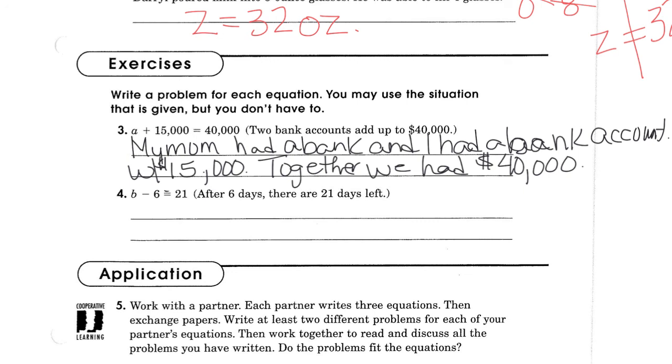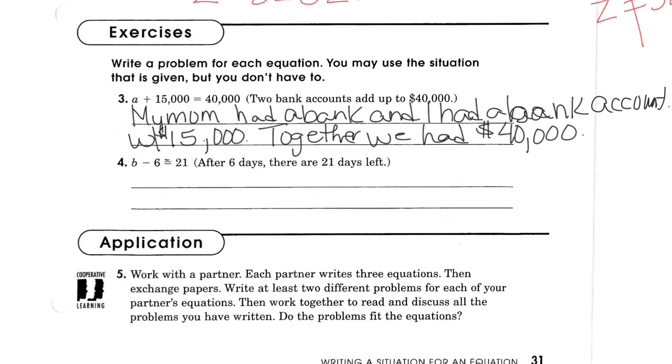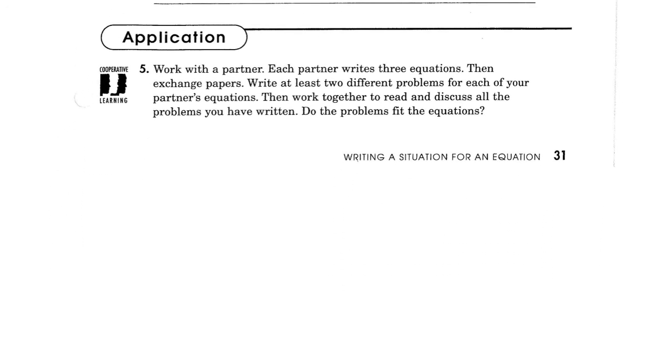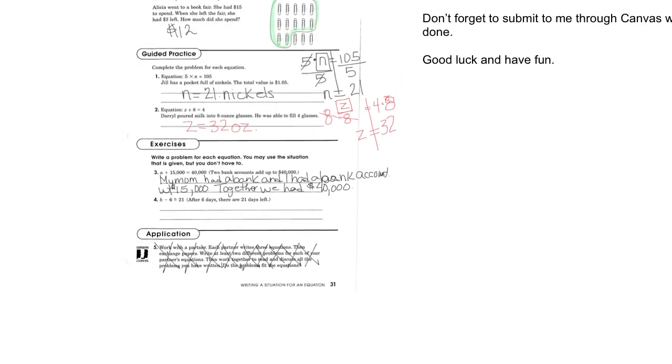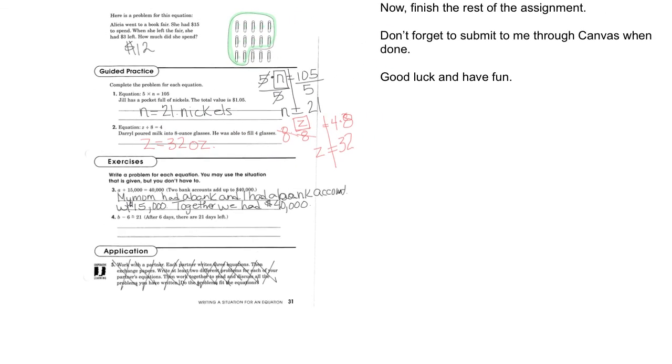So what you have to do on problem number 4 is write a word problem that goes with that equation. When you get down to the application, since you're watching this video, guess what I'm doing? I am crossing it out. You do not have to do that problem. Now, that is it. You have one problem to do on your own for this assignment. Get it finished, submit it to me through Canvas. Good luck and have fun.